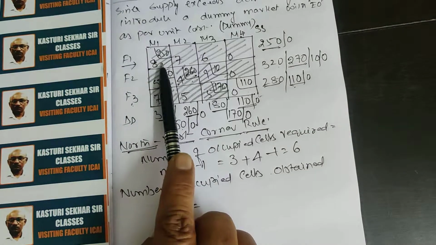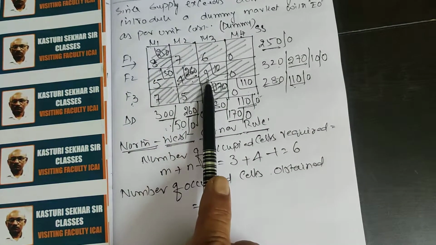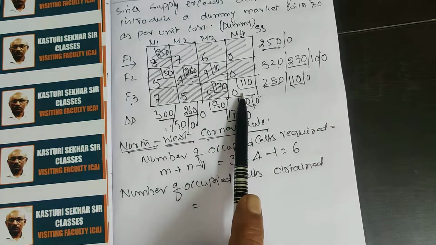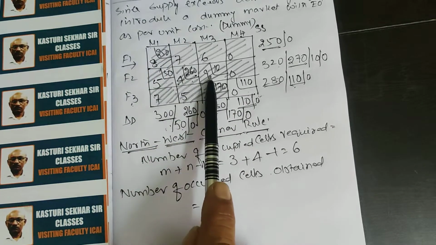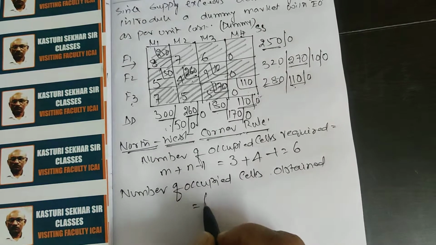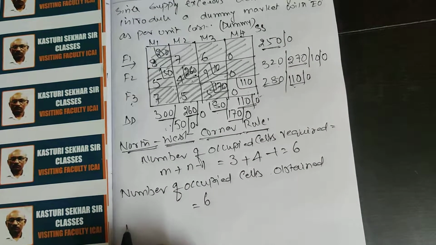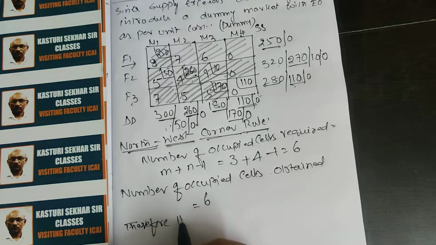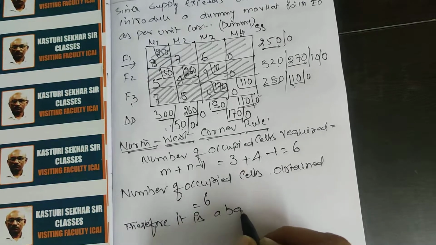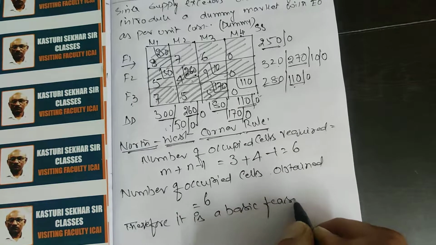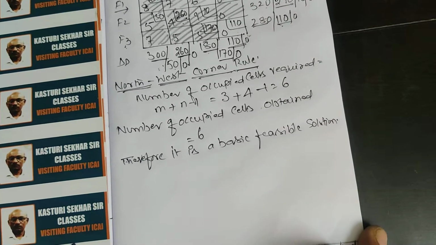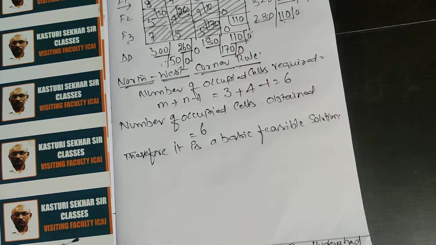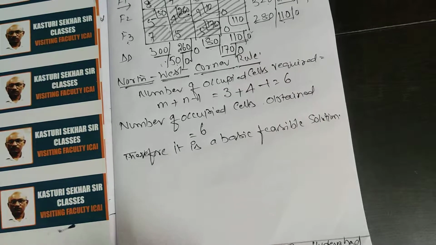One more time. First row 1 occupied cell. Second row 3 occupied cells. Third row 2 occupied cells. 1, 2, 3, 4, 5, 6. So number of occupied cells obtained is 6. Therefore, it is a basic feasible solution.